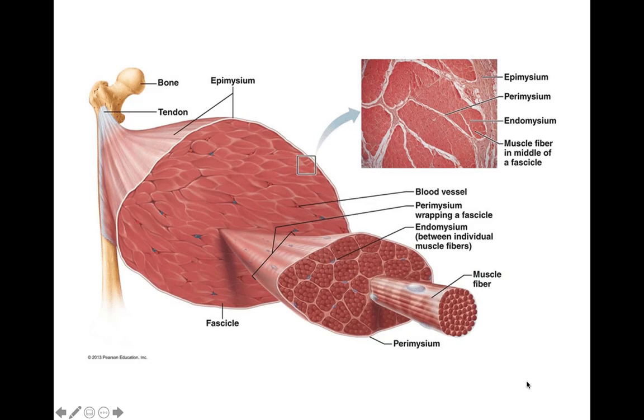Now, this is a nifty diagram. This is going to show us the epimysium, the perimysium, what a fascicle looks like, and the endomysium. And again, that they're coming off of the end of a muscle and attaching the muscle to the bone in a very, very secure manner.